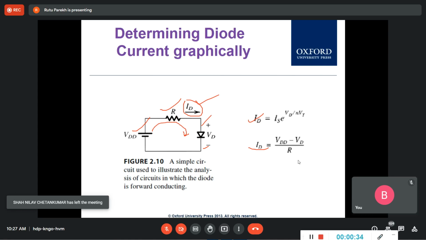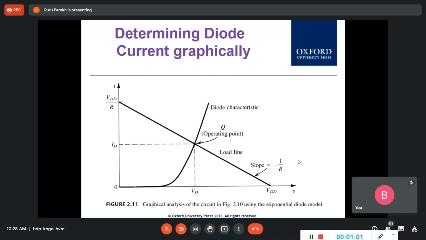Nature is smart enough that it will only flow that current which satisfies both of these equations. But tomorrow, if you have to design and you have a requirement that you need this much current, then accordingly you have to vary your R and VDD. But irrespective of this, when you vary VDD from 0 to some value, you will get the same graph of the diode. So that is one thing, and this is the operating point.